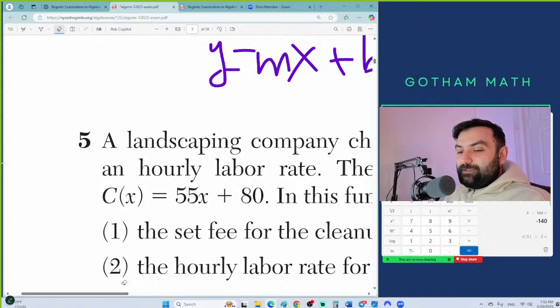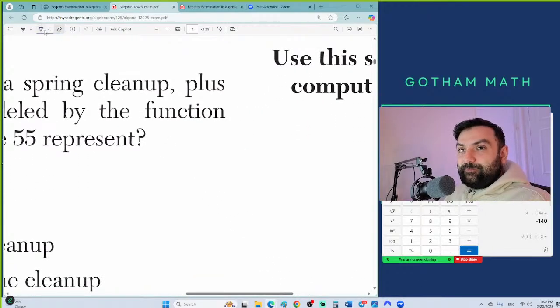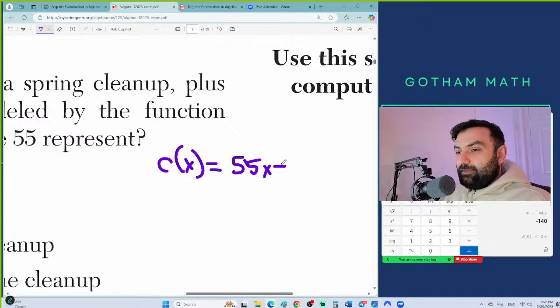You know what? Since I don't want to put it on top of these words, let me do it separately, here on the side. C of x equals 55x plus 80. So what is everything?